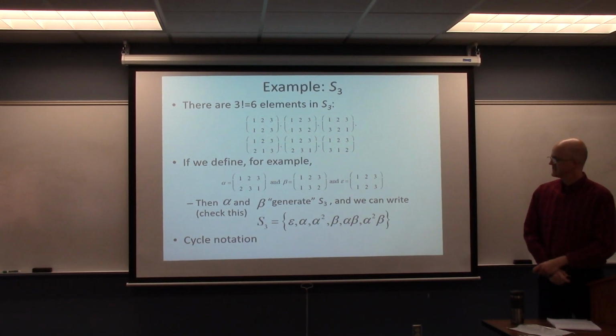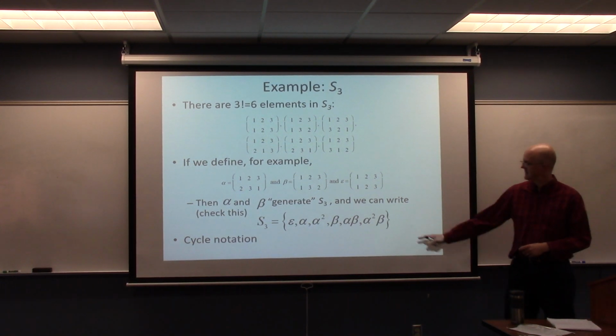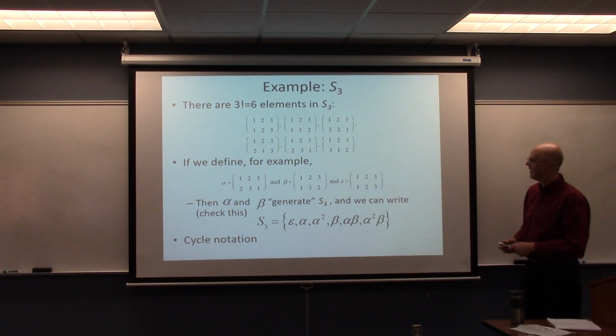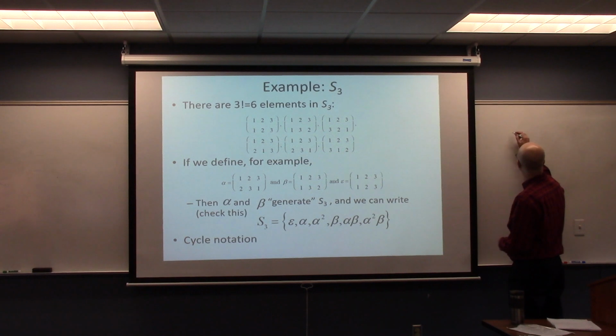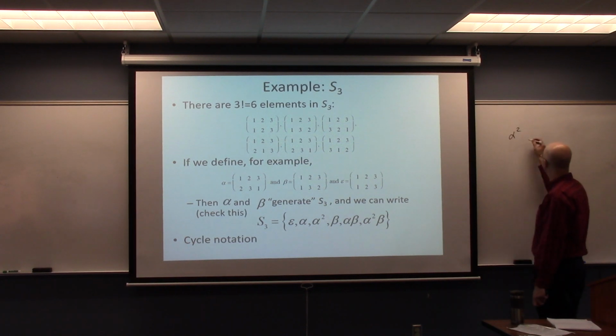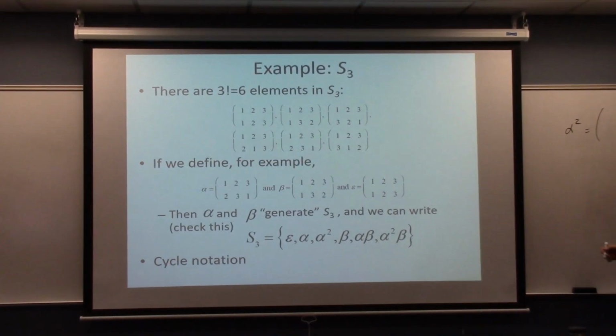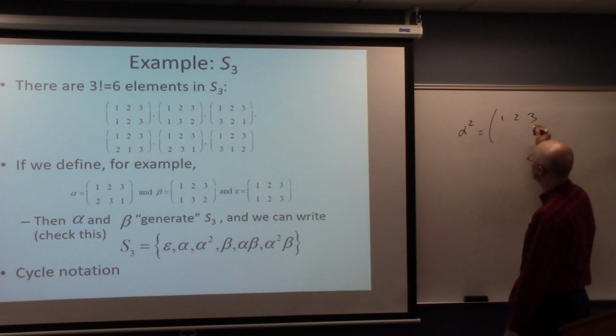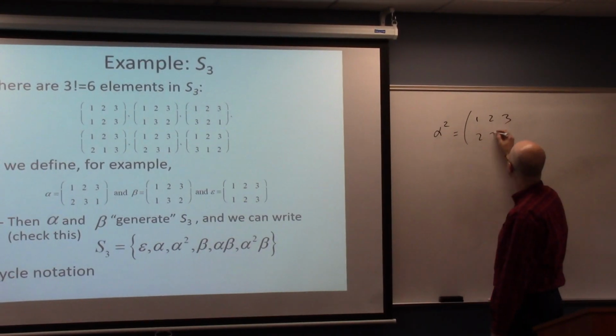All right, so let's check this claim that S3 can be written this way. I think it's worth checking all these things. Let's go ahead and, for example, compute alpha squared. In the array notation, again, alpha is 1, 2, 3 across the top row, and then 2, 3, 1.